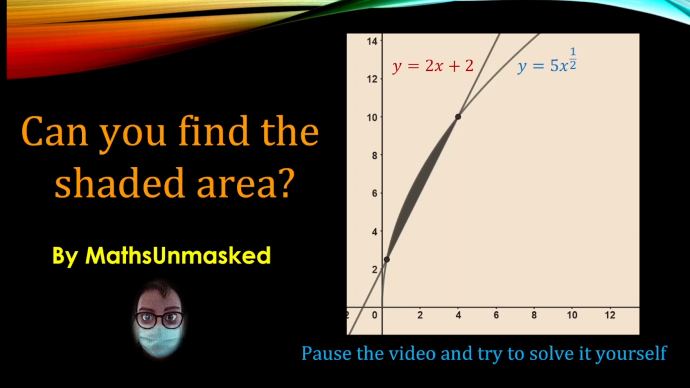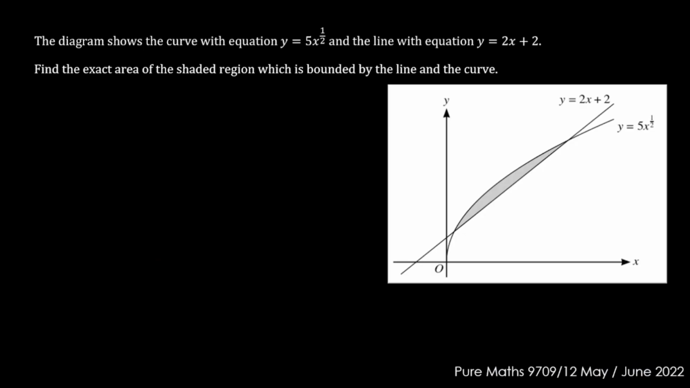In this question, you're asked to find the shaded area of this diagram. It's bounded by a straight line, y equals 2x plus 2, and a curve, y equals 5 times the square root of x. You may pause the video now and try to solve it yourself. Let's get on with the solution.